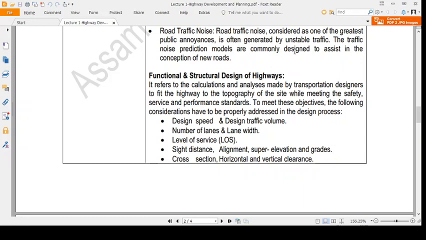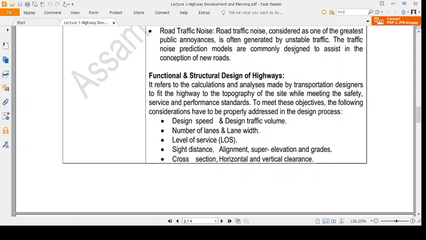Level of service means what is the service level, what is the quality of that road you want to achieve. Then sight distance. Sight distance means the visibility ahead of a driver. Alignment, that is the central line of the roadway. Super elevation, that is the raised portion of a side of a road in comparison with the other side, and basically that is provided in the horizontal curves to minimize the centrifugal effect.